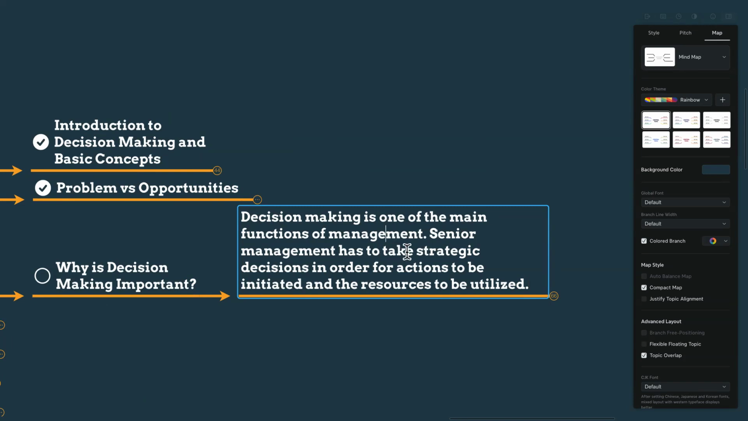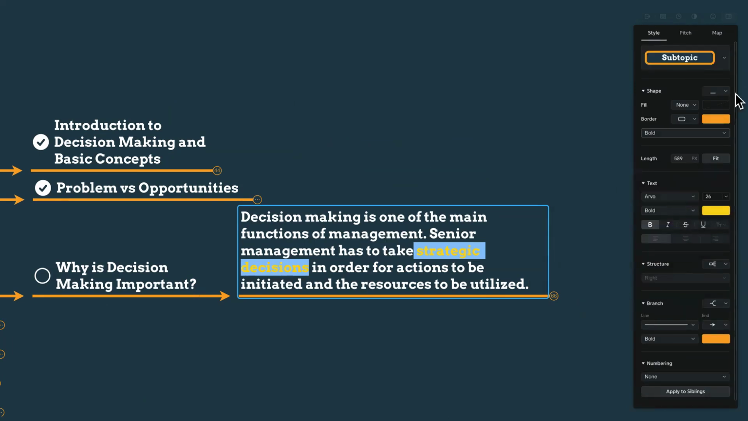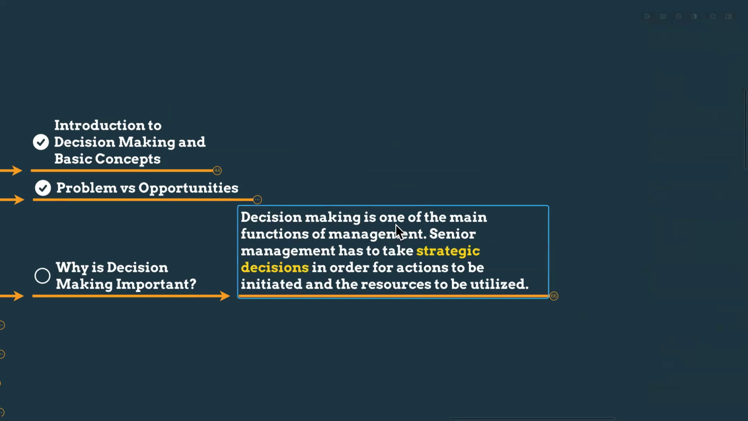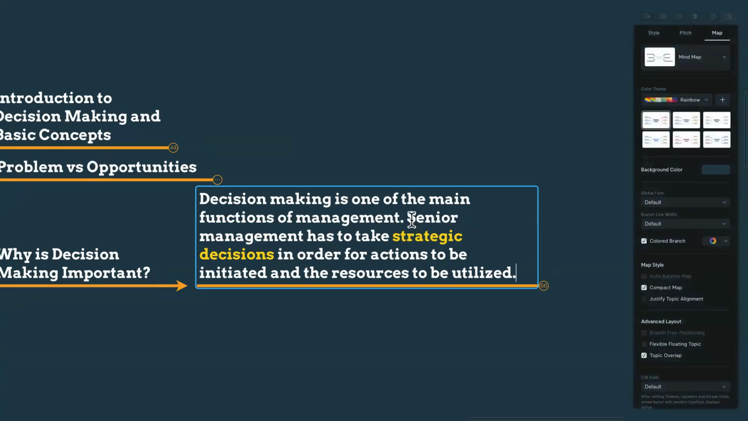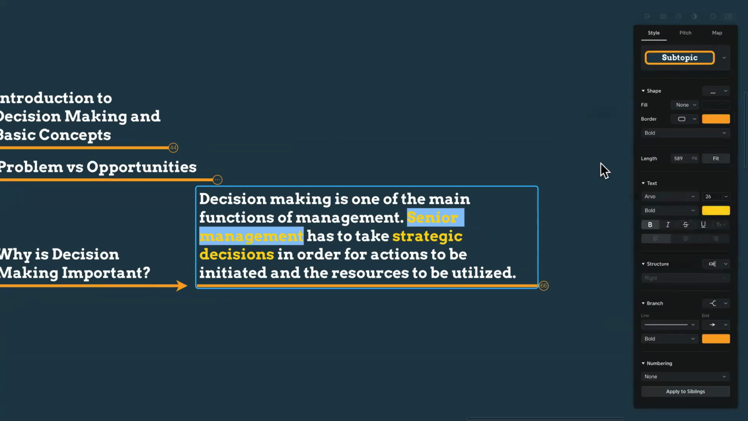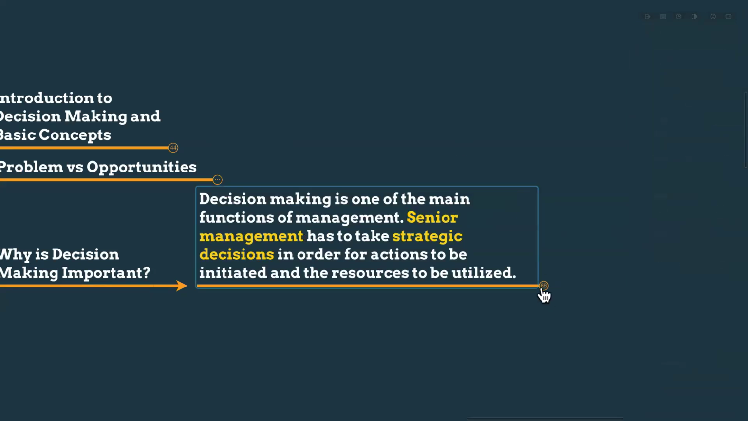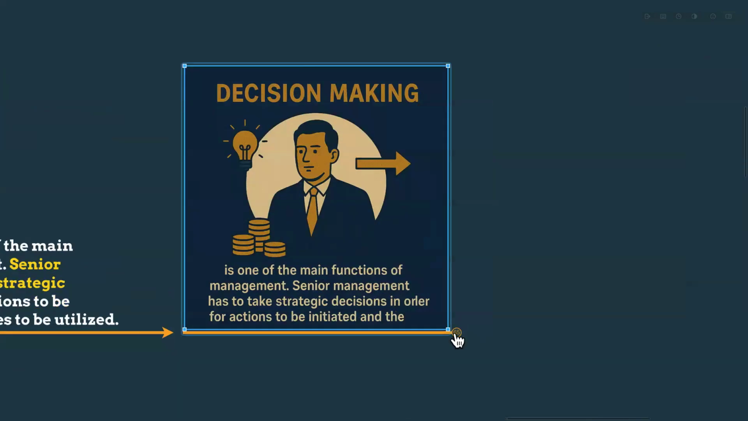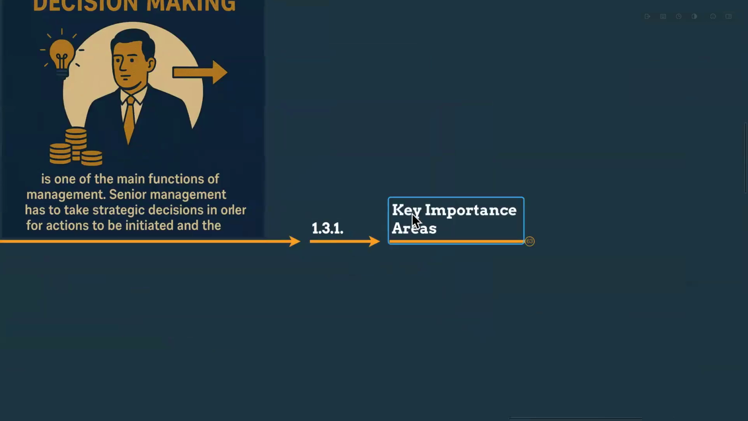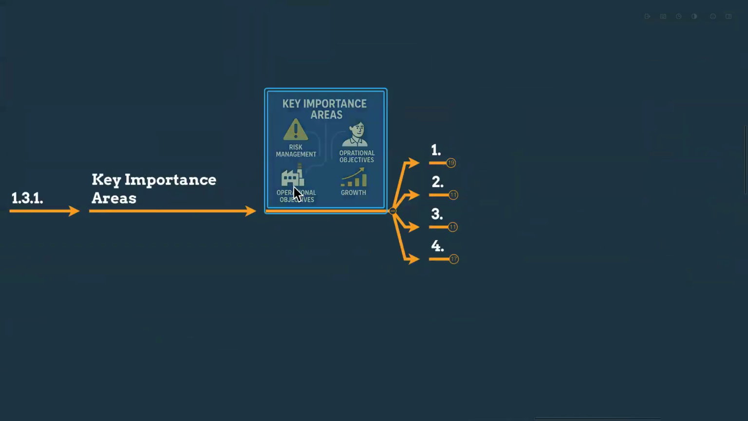The senior management has to take some strategic decisions. In decisions also, we can classify something as a strategic decision, something as an operational decision, something as a middle level manager's decision. So the top level people, the senior management, will do the strategic level. Strategic level decisions always focus on the long term benefits, not the short term benefits, right? And in order for actions to be initiated and the resources to be utilized, decision making is one of the main functions. So the key importance areas are in decision making, my dears.